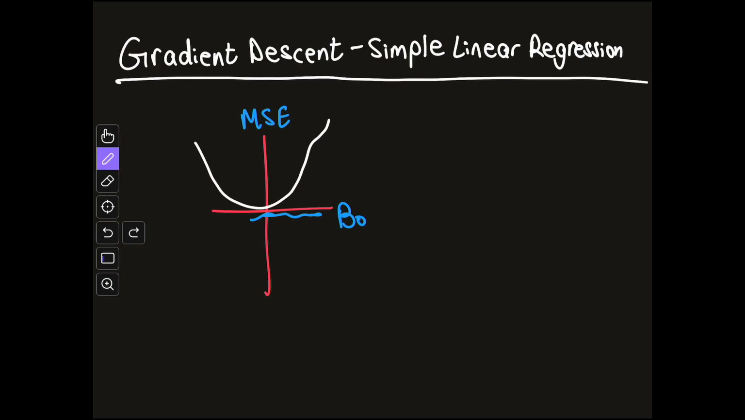Now, we want the lowest MSE value. This is our cost function. It's our function that's saying how good or bad our model is. We want to get this to the bottom. So we're trying to train our model, and so we're trying to pick the right beta naught, as well as other parameters, to do that.